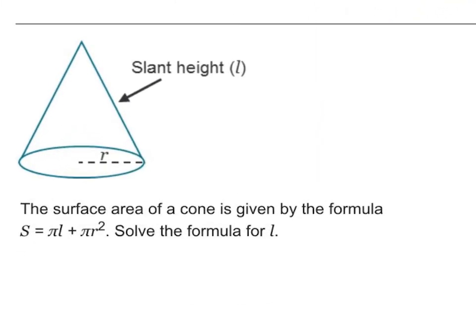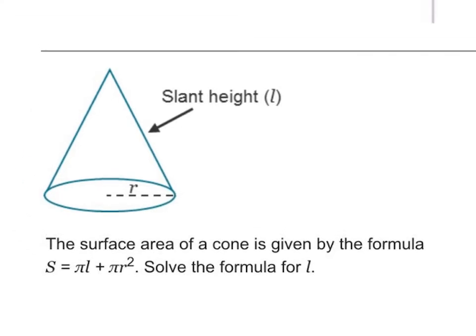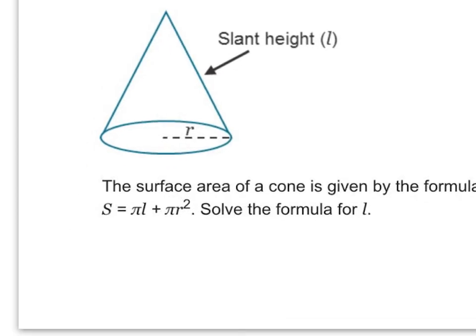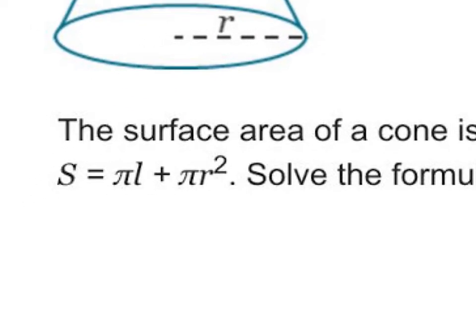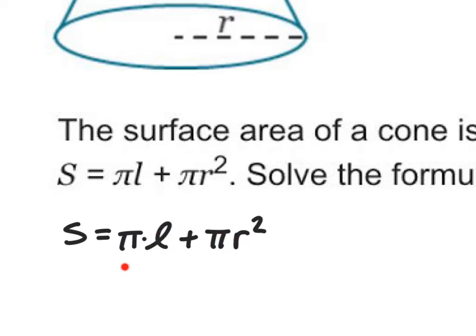Now, on this one, you're given this picture, and the surface area of a cone is given by the formula S is equal to pi times the slant height L plus pi times r squared. We want to solve the formula for this value here, which is L. So what I'm going to do is rewrite it: S is equal to pi times the slant height plus pi times your radius squared. Now, I want to solve this equation for L, so I'm going to move everything over except keep my L where it is.